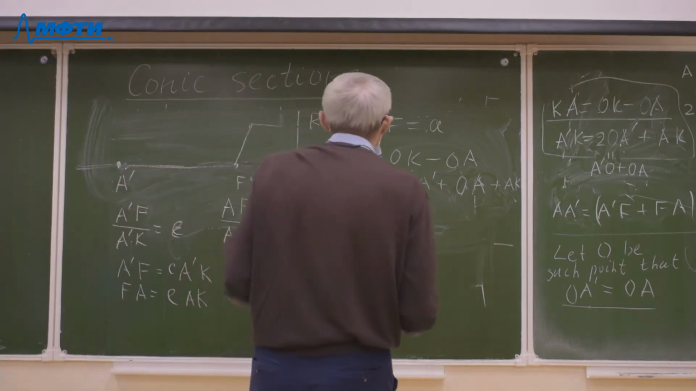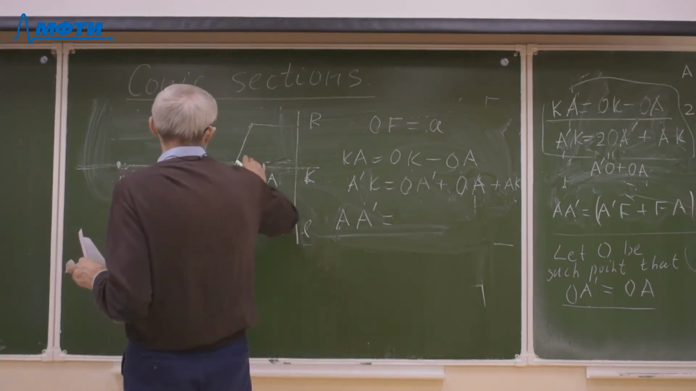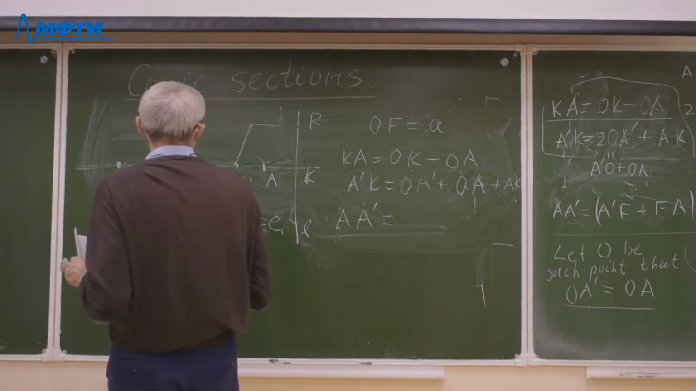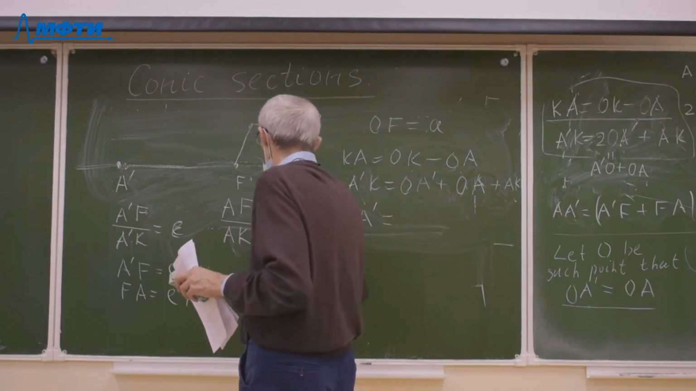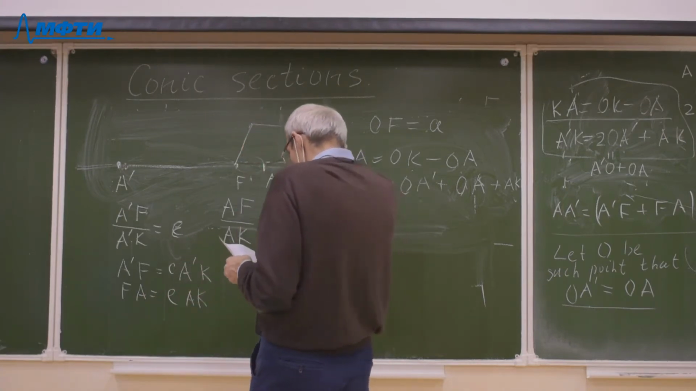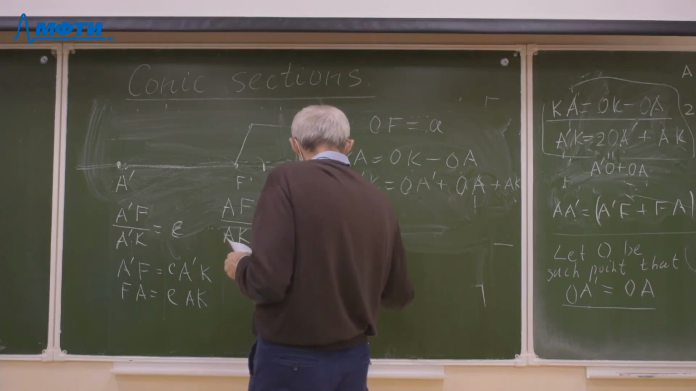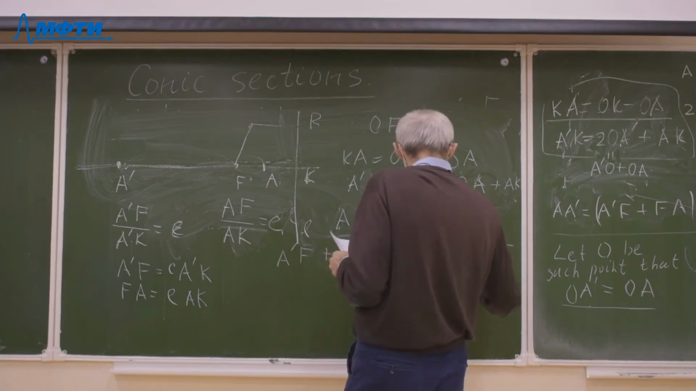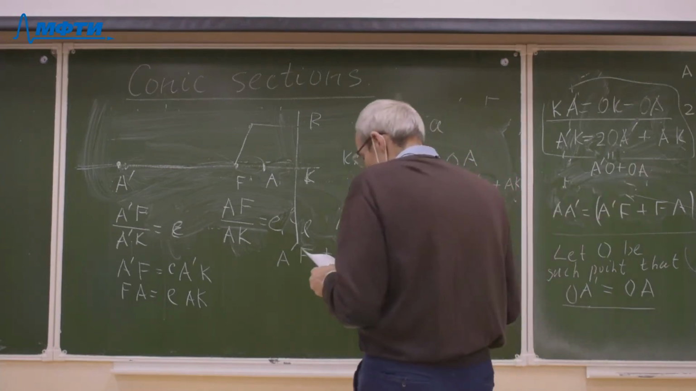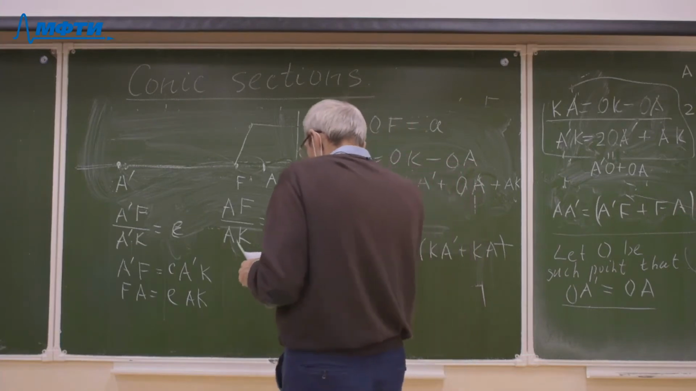Let's consider F prime A minus FA. We have also to consider A prime F plus FA is equal e KA prime plus KA, as above mentioned.